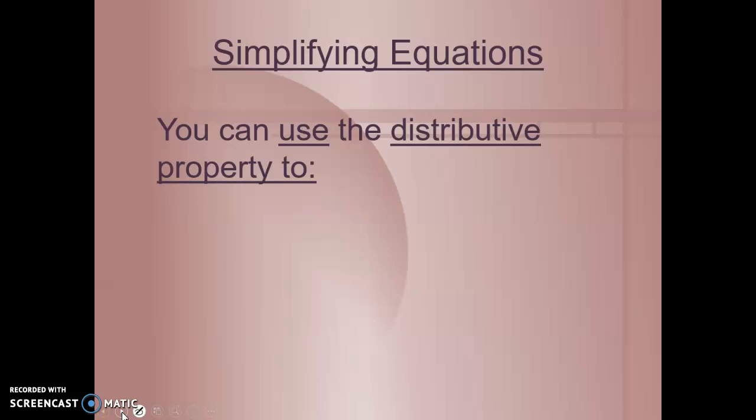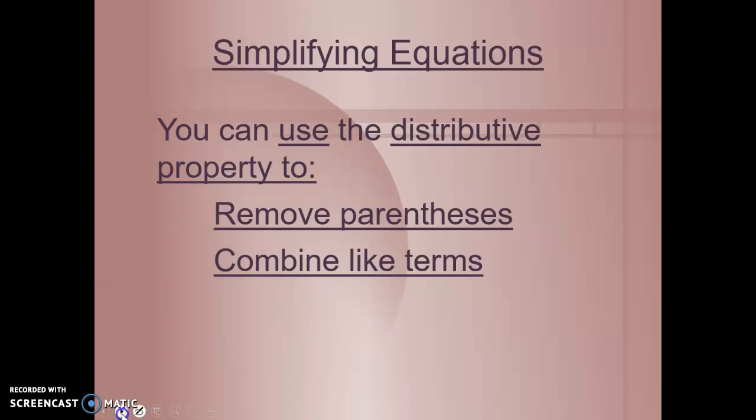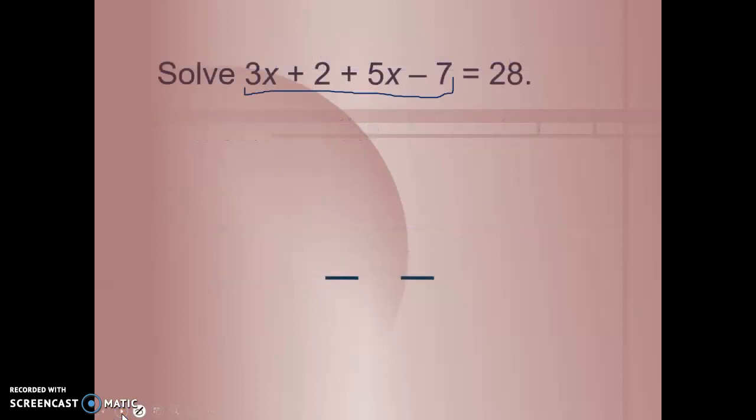When simplifying equations, we can use the distributive property to do two things. First, it can remove parentheses, and second, it can help us to combine like terms. In order for an equation to be completely simplified, we can't have any parentheses left in that equation. And the distributive property is the primary way that we're going to remove those parentheses in our lesson today.